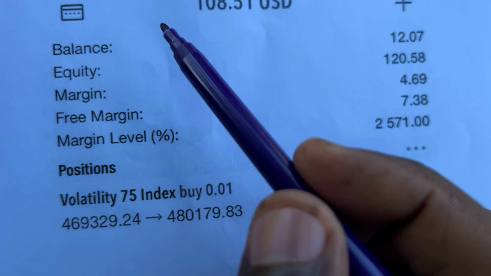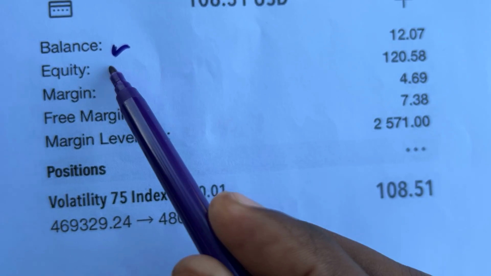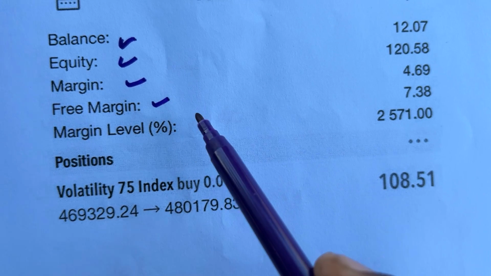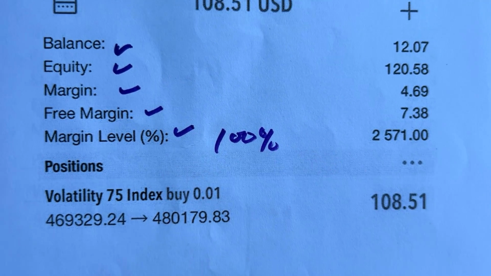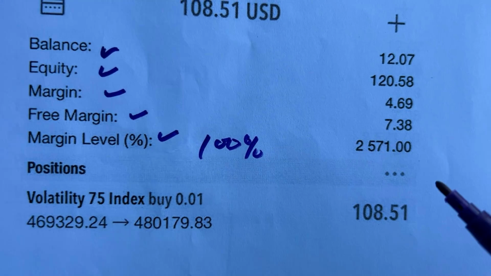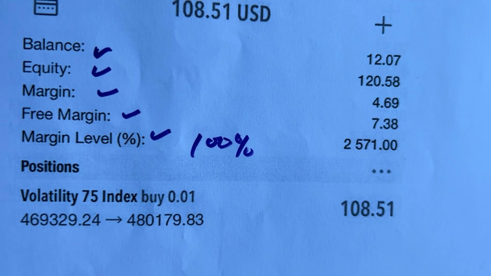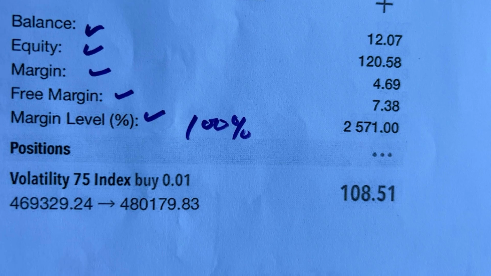When trading Forex, we have balance, we have equity, we have margin, we have free margin, we have margin level. Margin level is 100% always. So we're working with 100%. And here, I'll explain the numbers. All right. Now, for you to make money for real.